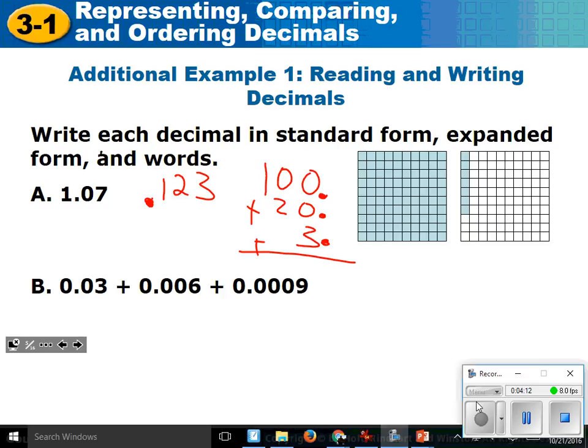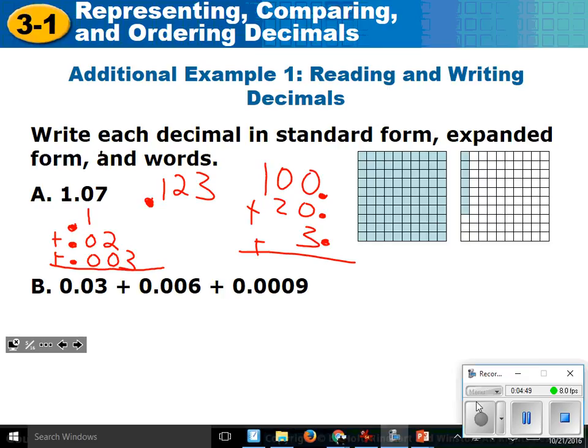And we want to do that in expanded form. Watch this. Expanded form for this is 0.1 plus 0.02 plus 0.003. Notice the decimal is now on the left side. Okay?